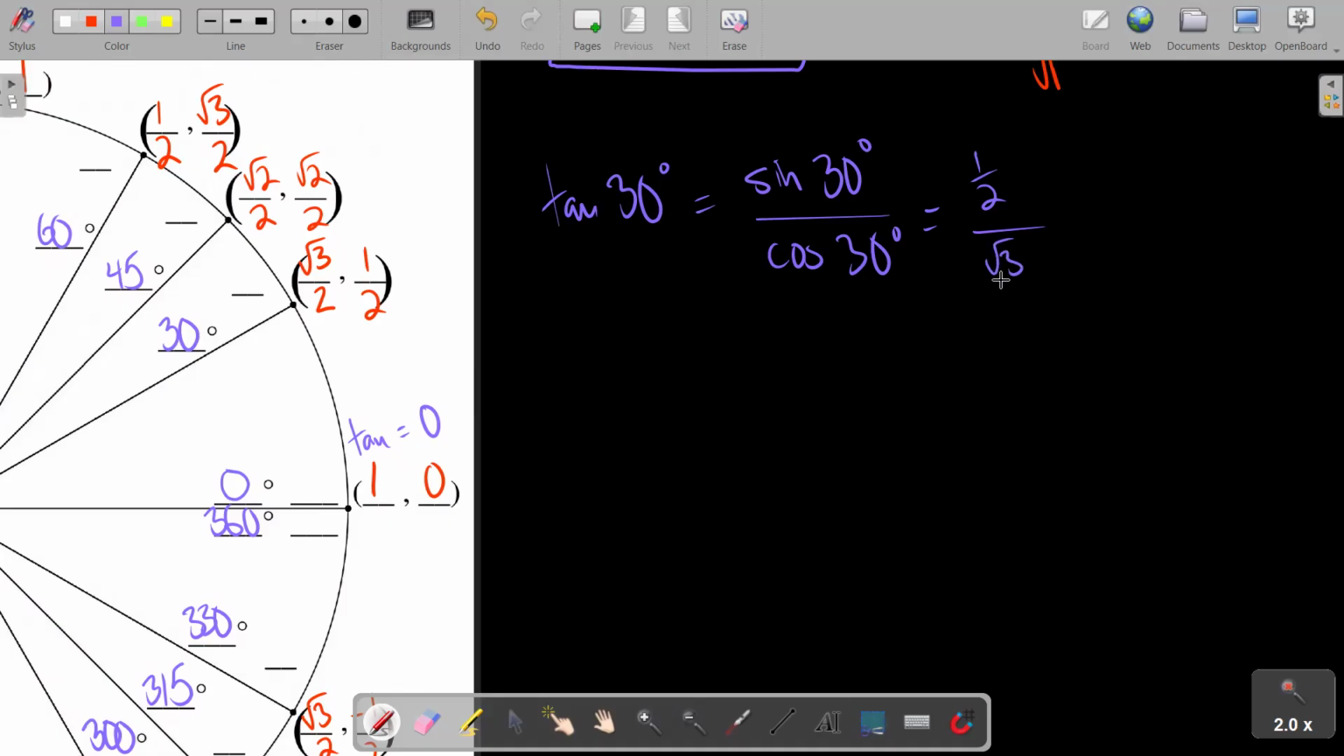Root 3 over 2. What would we do with the division? Copy, dot, flop this, so it would go from 1/2 divided by that to 1/2 times that. Everybody okay? The twos are going to cancel and we're going to be left with 1 over root 3, which if we rationalize the denominator makes it what? Root 3 over 3. Correct.